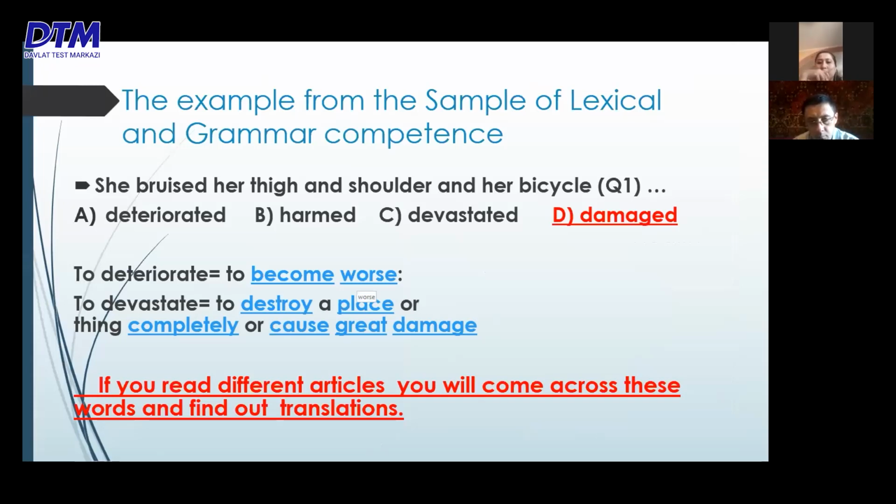But some of the distractors, like deteriorated and devastated, can really confuse many test takers, because they are not common in spoken language. You can meet them in some articles. So reading these different kinds of articles will help you come across these words and will help you be sure of yourself when you do the exam. Okay, let's move on to the second tip.